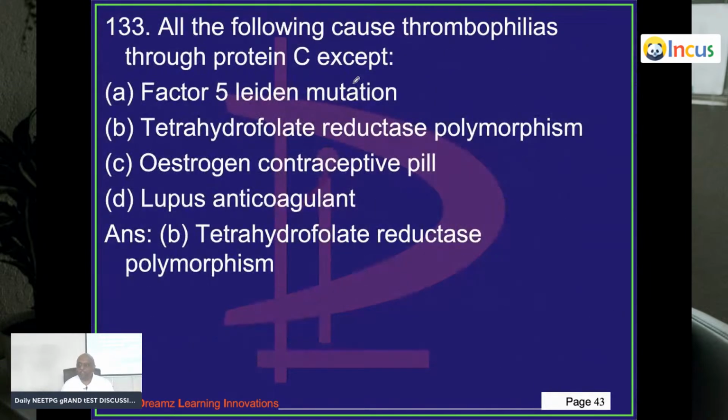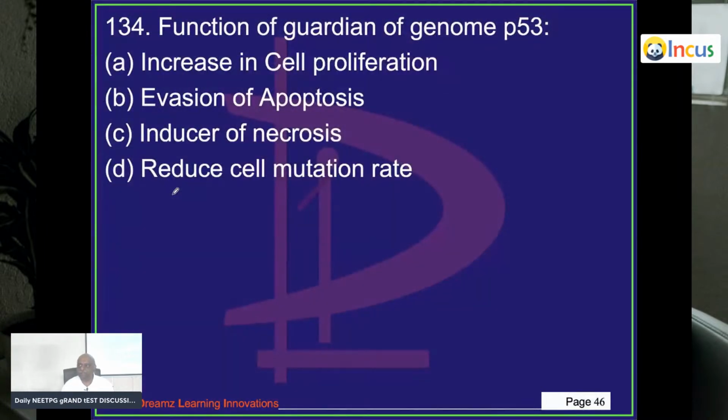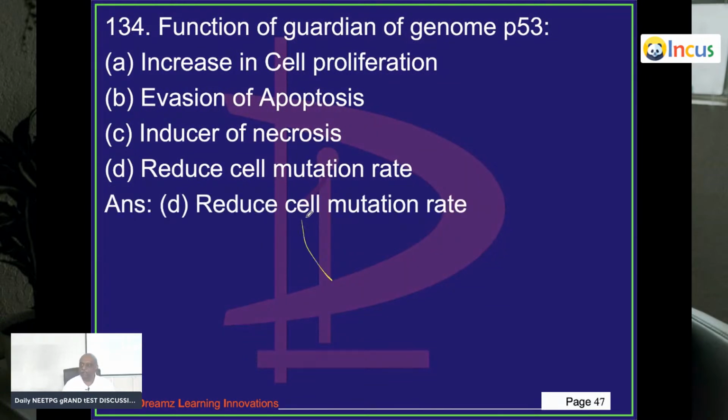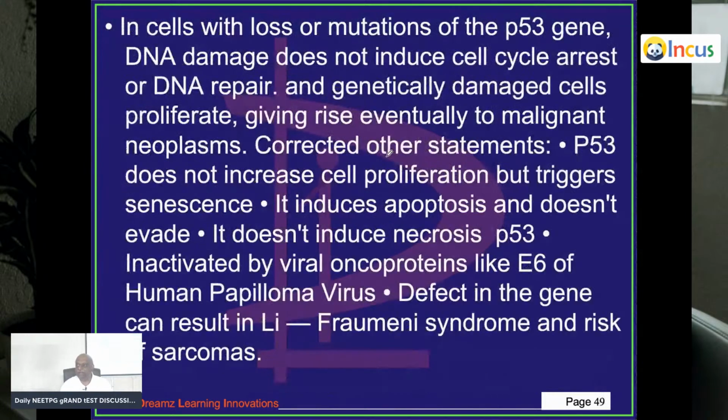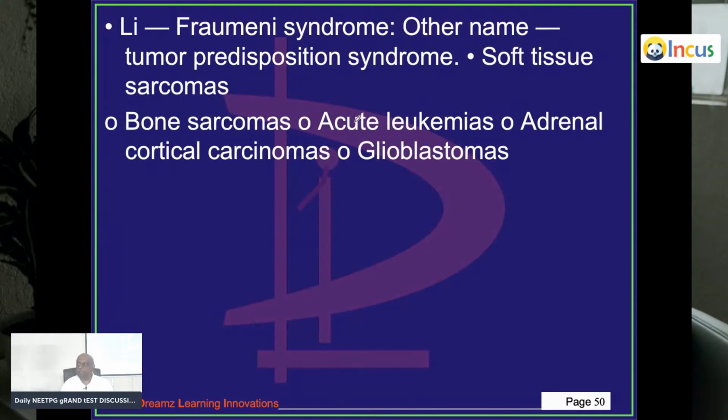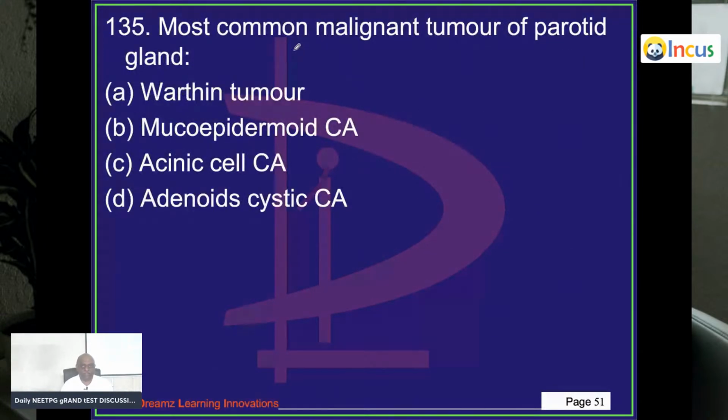Thrombophilia through protein C. So, factor V Leiden mutation, estrogens, OCPs, then lupus anticoagulants, they're all thrombophilias. Function of guardian of genome P53 is? Reduce cell mutation rate. P53 prevents mutation rate. Li-Fraumeni syndrome is because of the P53 deficiency.